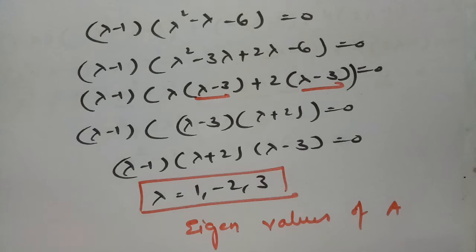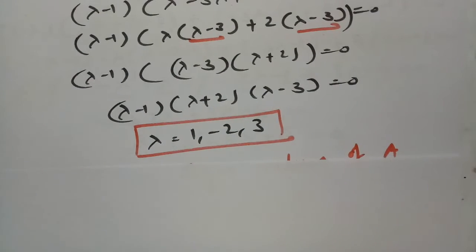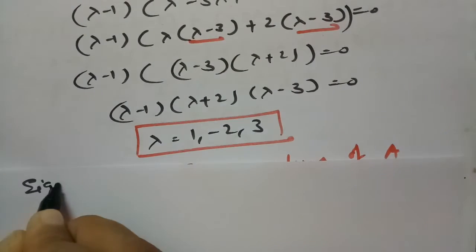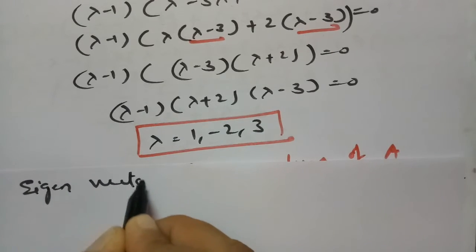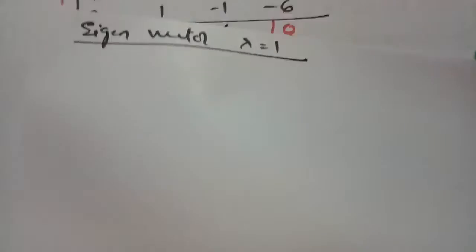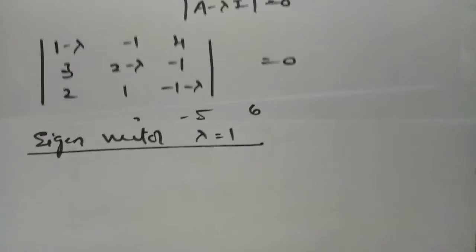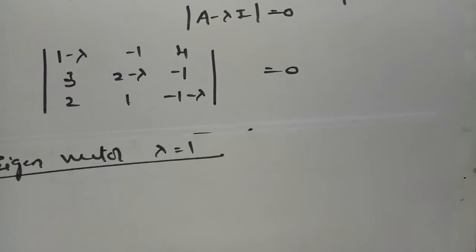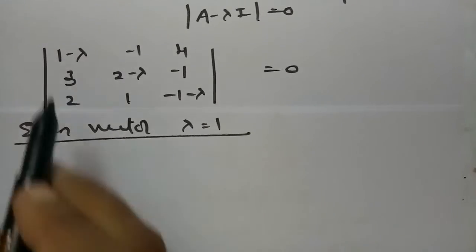After finding the eigenvalues, we have to find the eigenvectors corresponding to these. So first of all, we have to find out the eigenvectors. For that, the eigenvector corresponding to lambda is equal to 1. See, for lambda is equal to 1, in this determinant equation, if we keep lambda is equal to 1, see what happens here.